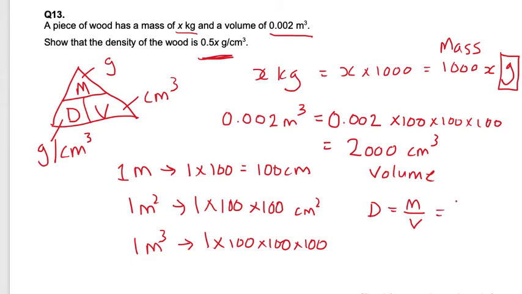We know our mass is 1,000x, and we divide that by our 2,000. Just leave the x as it is. Don't worry about what that x is. We know we need the x in the answer. We take 1,000, we divide by 2,000, and that gets us this answer here. And density is in grams per cubic centimetres.